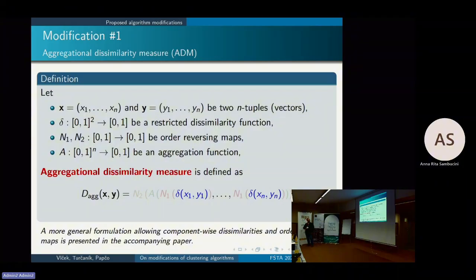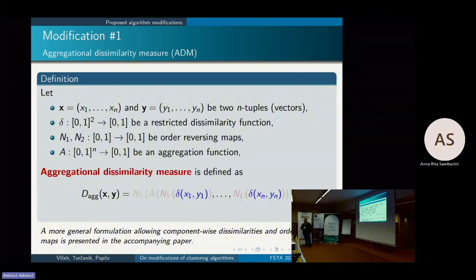We have some restricted dissimilarity function, order reversing maps with specific properties again, but we speak about them more in an accompanying paper, and an aggregation function, as I said before. So the aggregational dissimilarity measure is defined by this equation. Here we have dissimilarity functions for each pair, or in each component, of the vectors.